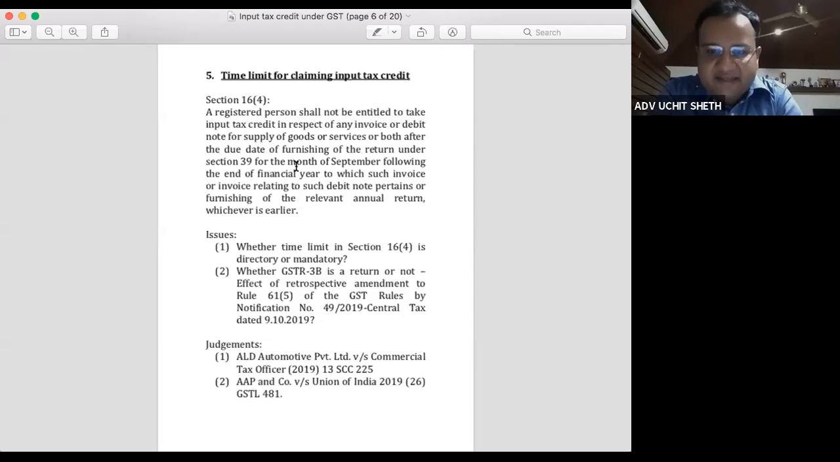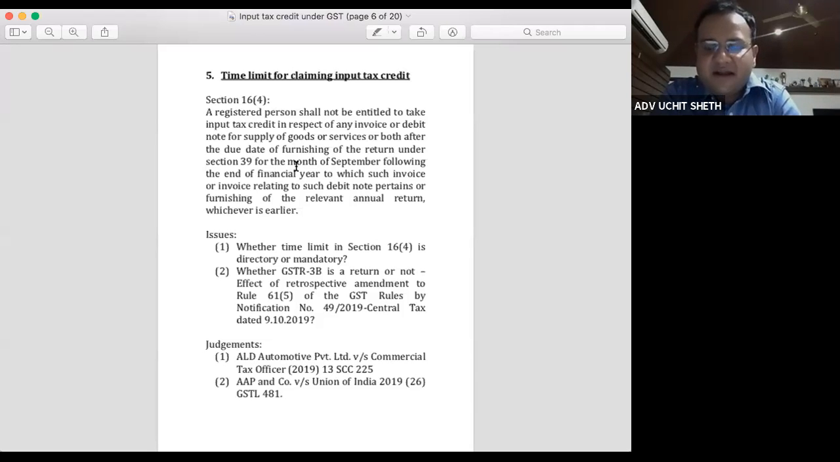So the provision says that you need to claim input tax credit latest by the due date of furnishing of return for the month of September following the end of the financial year, or the furnishing of annual return, whichever is earlier. First question, whether this time limit is directory or mandatory. In other words, if I skip claiming of input tax credit within the statutory period, whether I can say that, look, no, ultimately I am entitled to credit as per the other provisions or the substantive provisions of the GST law. So this is merely a procedural provision.